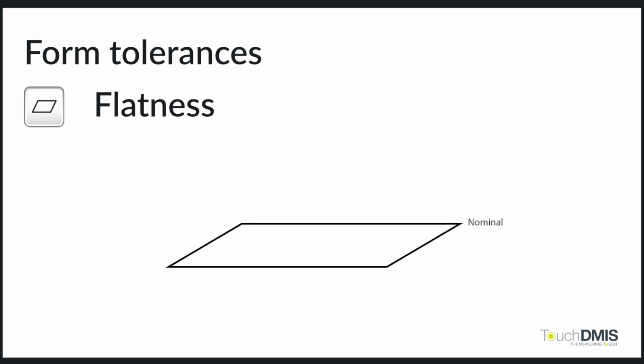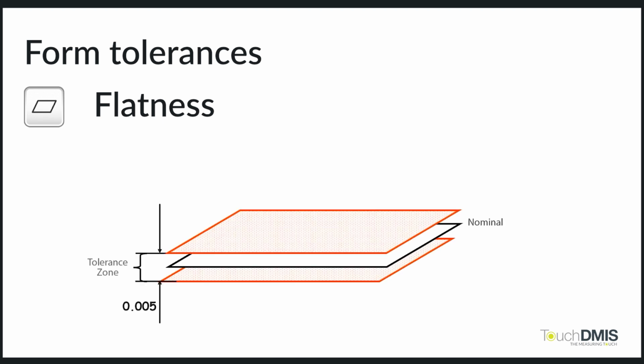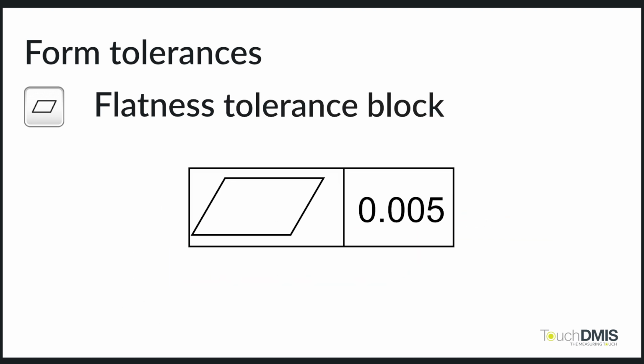The flatness requirement specifies the evenness of a surface, detailing how accurately a target plane should be flat. The flat tolerance zone is defined between two planes parallel to the measured plane. The shape of the measured plane can vary in any manner as long as all points remain between the two tolerance planes. A flatness tolerance block looks like this.